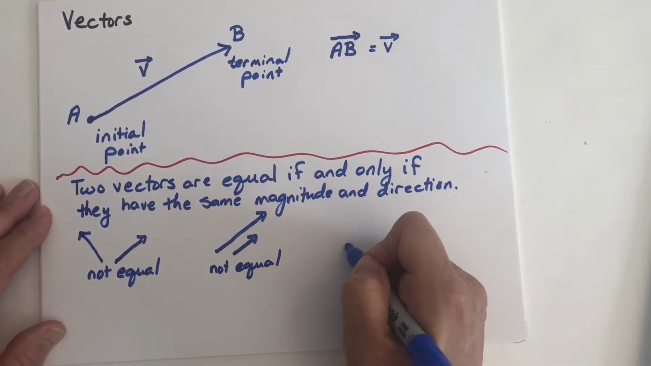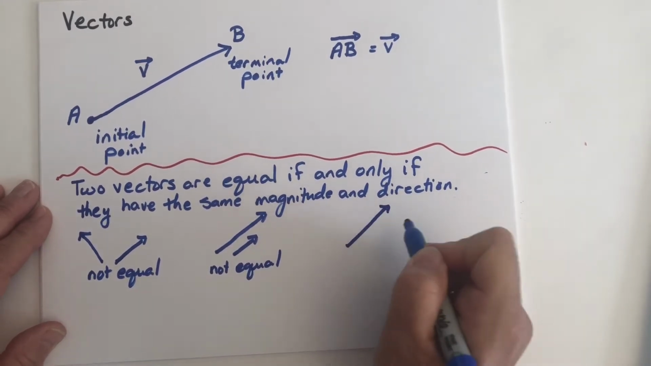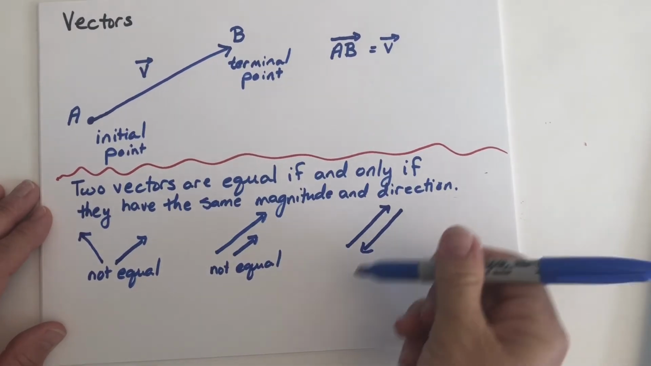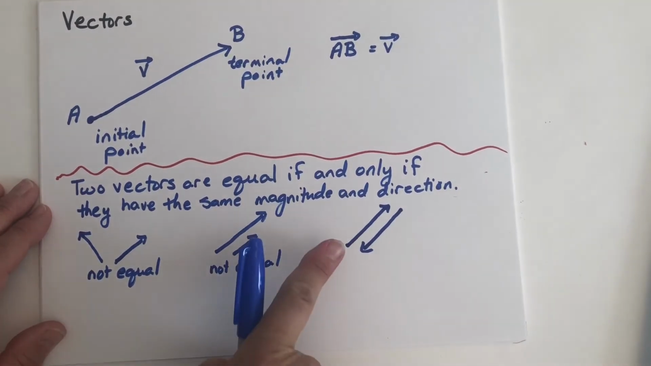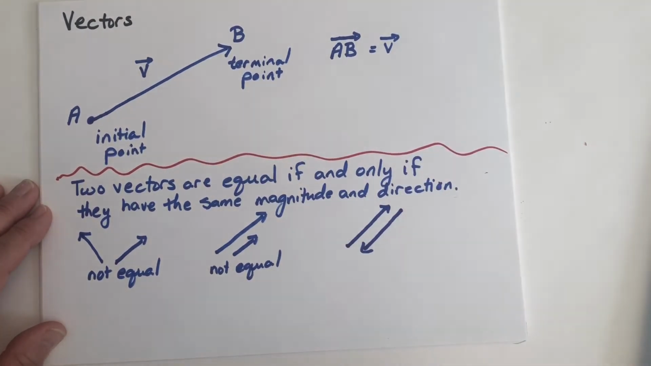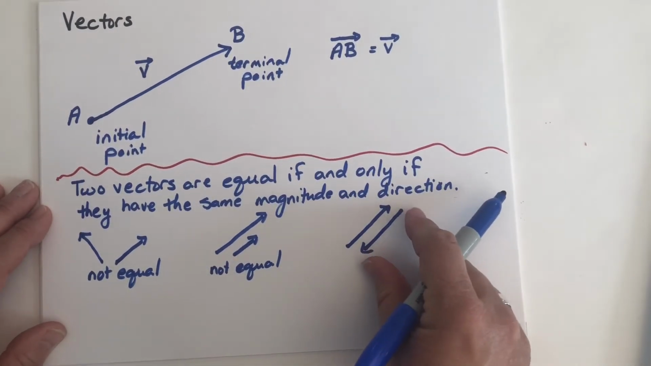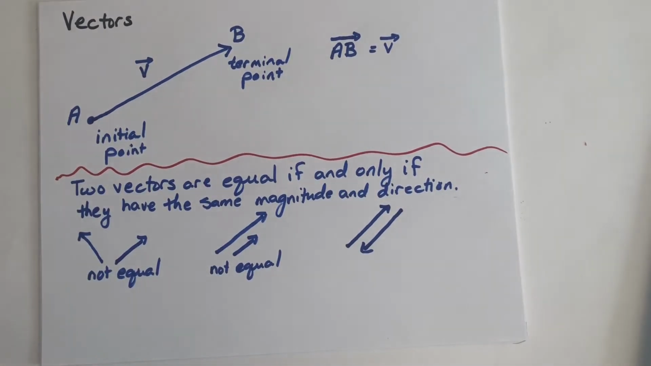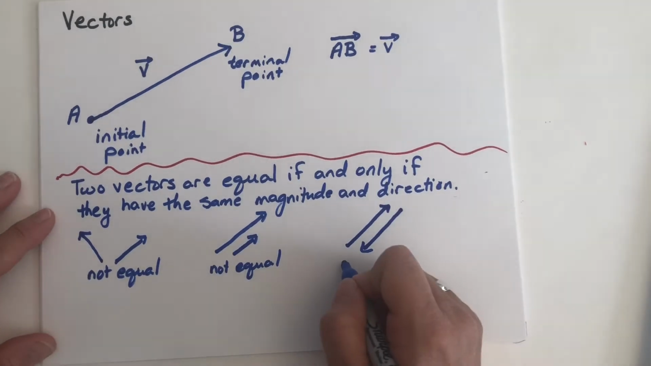Even this vector here, suppose I have this vector in this direction and this vector in this direction. Now they look parallel, but notice one is going in this direction to the upper right, and this one's going to the lower left. So even if their magnitudes were the same, and in fact, if I drew those the same length, their magnitudes would be equal, they are not equal vectors.